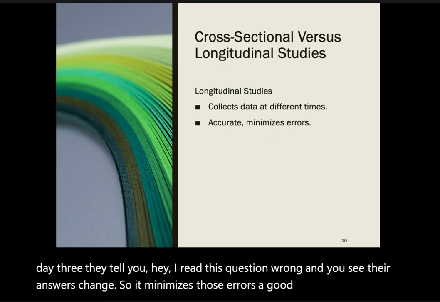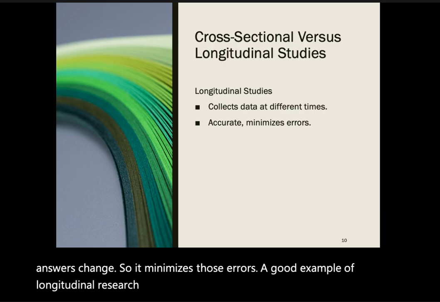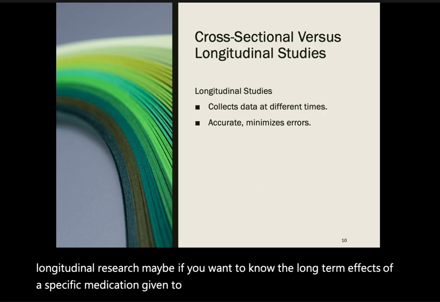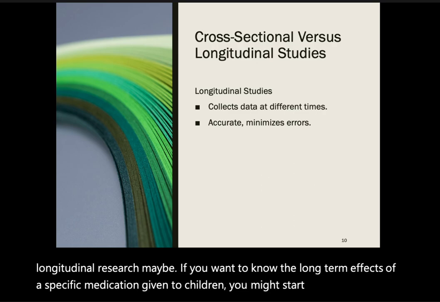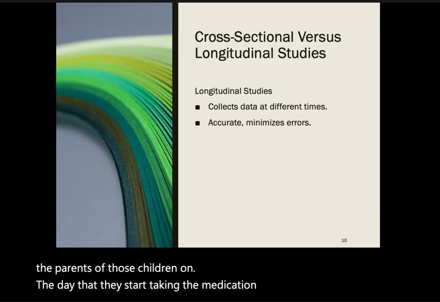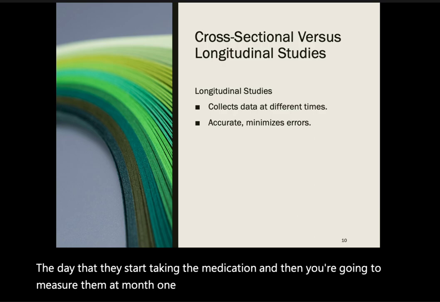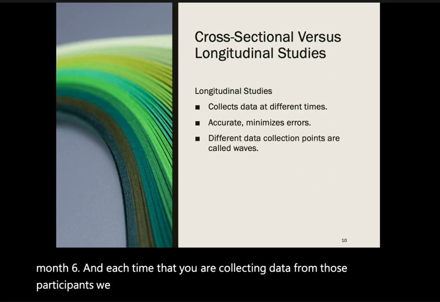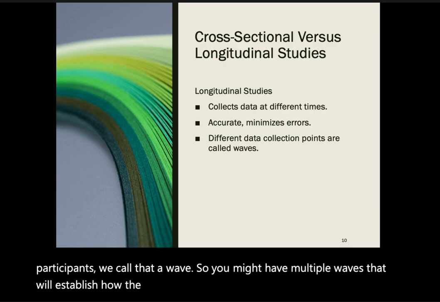A good example of longitudinal research, maybe if you want to know the long-term effects of a specific medication given to children. You might start with interviewing the parents of those children on the day that they start taking the medication. And then you're going to measure them at month 1, and then at month 3, and then again at month 6. Each time that you are collecting data from those participants, we call that a wave. So you might have multiple waves that will establish how the person is changing over time.